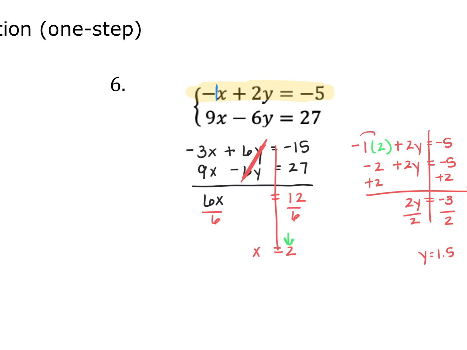And it's not just 1.5. It's going to be a negative. Get that in there. Negative 1.5 because that 3 was negative. So now I'm going to put them in my coordinates. I'm going to say 2, negative 1.5. And that's my solution for that one.